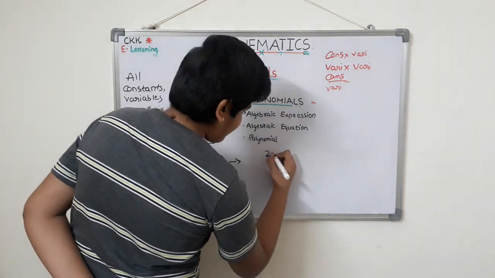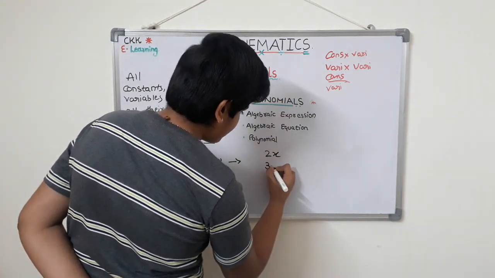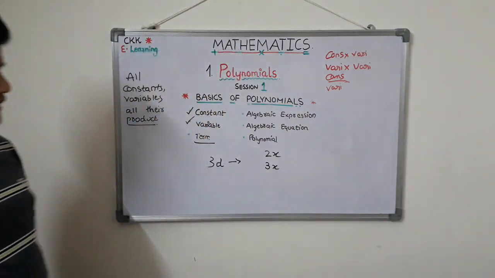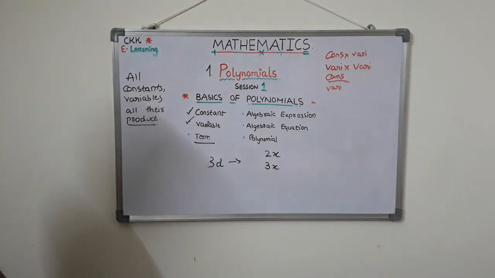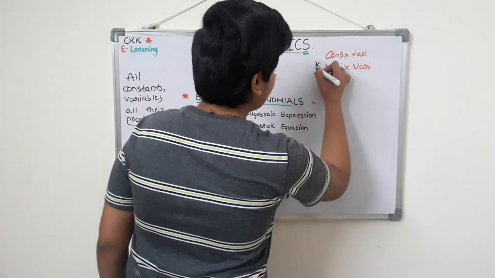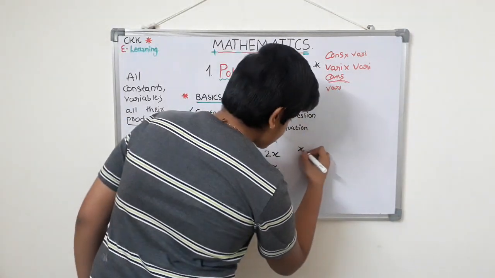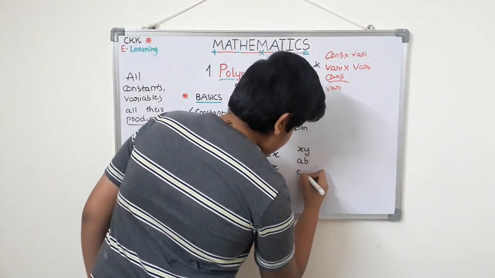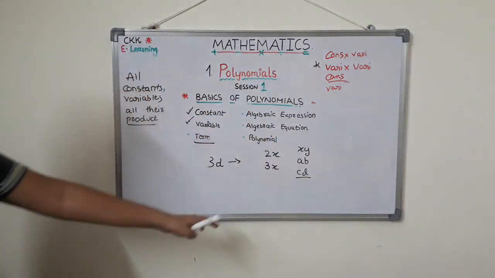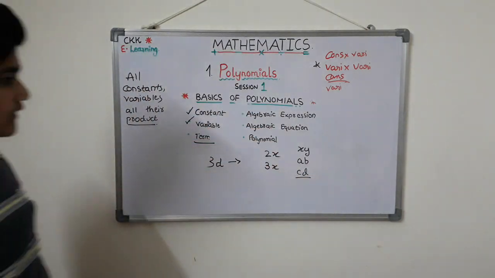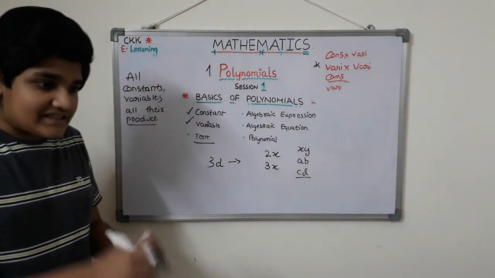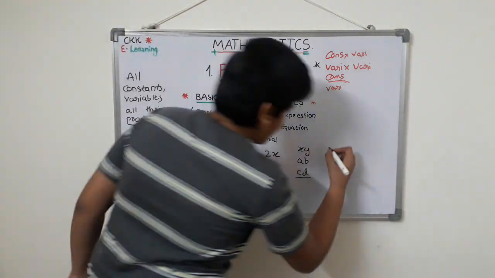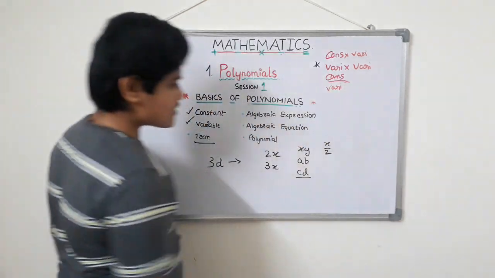Now see, I have taken examples 3x, 2x, etc. These are also terms. We are multiplying a constant with a variable. Now I have told you variable into variable. Did you observe that? Let us take xy, ab, cd. These are all terms. xy is a term, a variable into a variable. Just multiplication or division, that's all. Now see, x by 2. This is also a term.